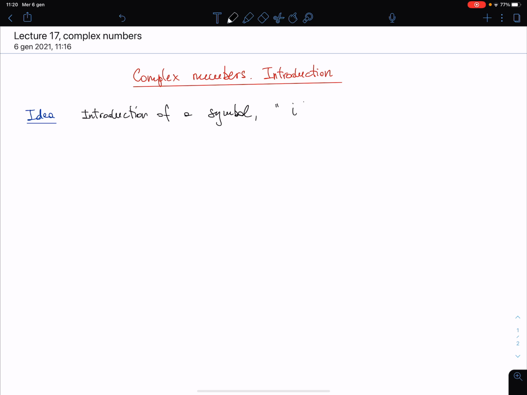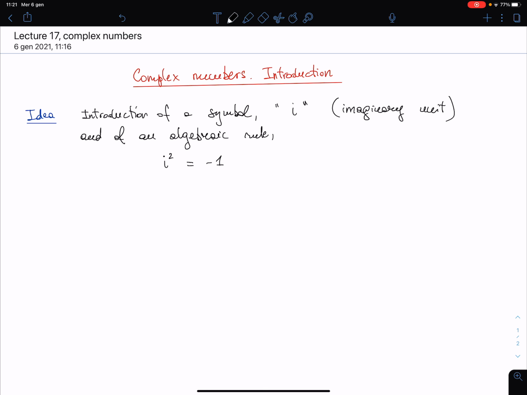The main idea is the introduction of a symbol, which is I, the imaginary unit, and of an algebraic rule, that is I squared equals -1. Of course, I cannot be considered as a real number. I is not a real number, since for every real number x, one has that x squared is not smaller than 0. Okay, it's a non-negative number.